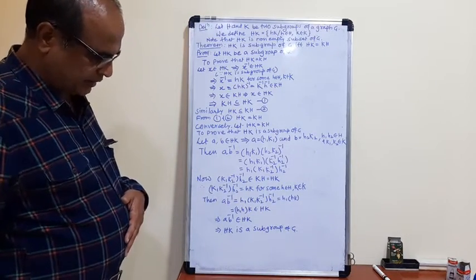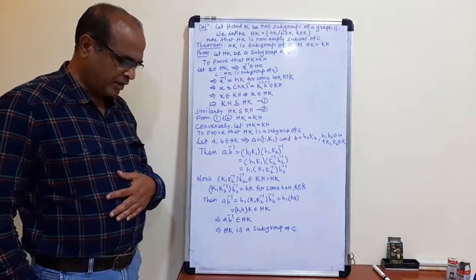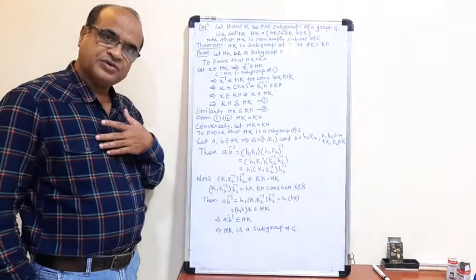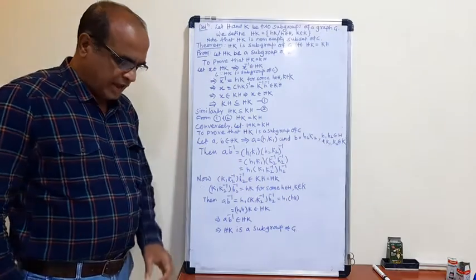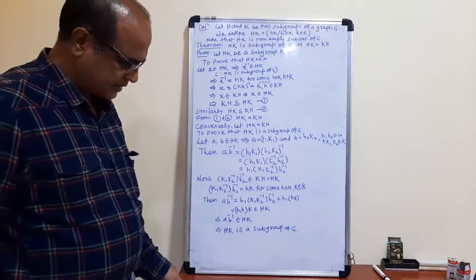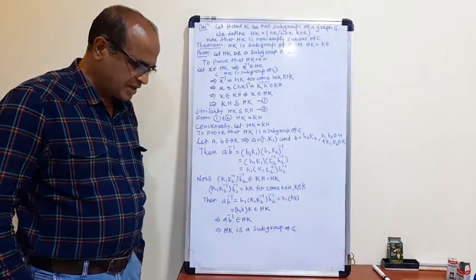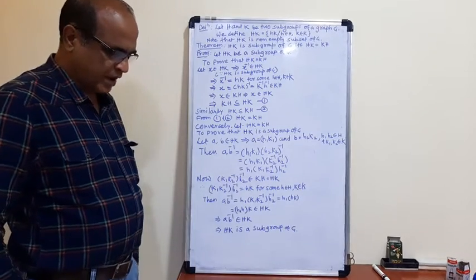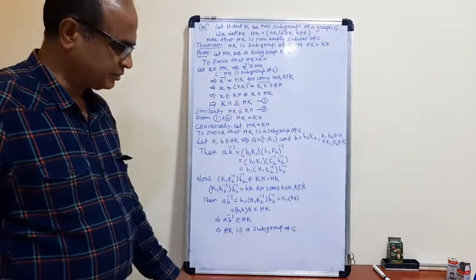We also took another theorem: a subgroup H of a group G is normal if and only if every right coset of H is equal to the left coset of H. And we also discussed some results related to normal subgroups. Every subgroup of an abelian group is a normal subgroup.